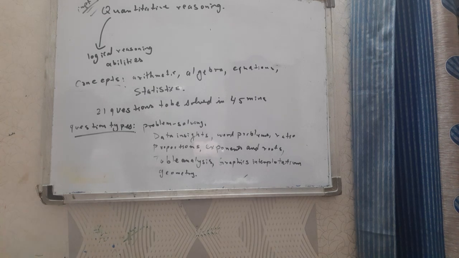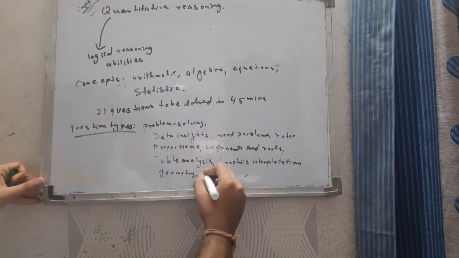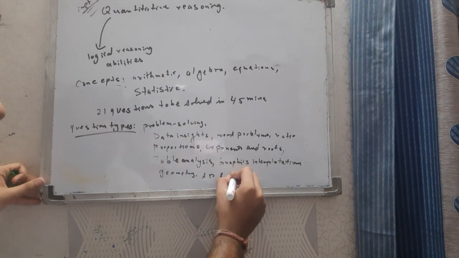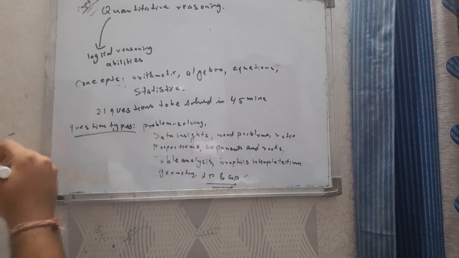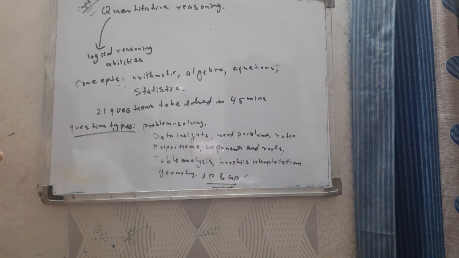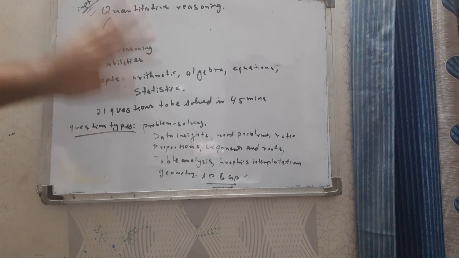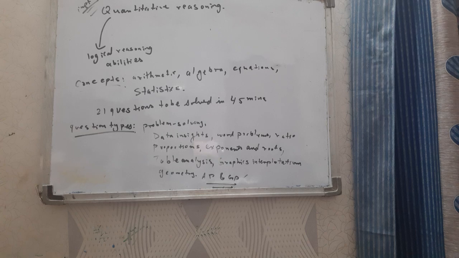And also arithmetic progression and geometric progression is a major topic. Profit, loss, simple interest, compound interest, all these topics come under quantitative reasoning. As I said earlier, don't worry about how to solve AP and GP questions or how to solve geometry. I'll be covering these concepts in my further coming videos.